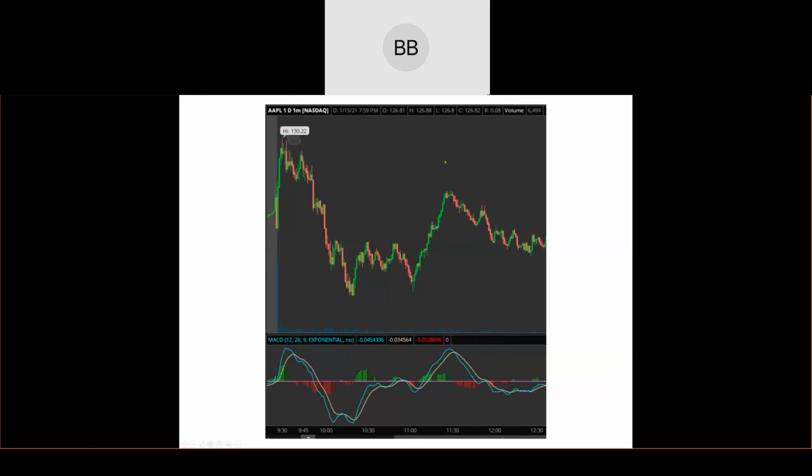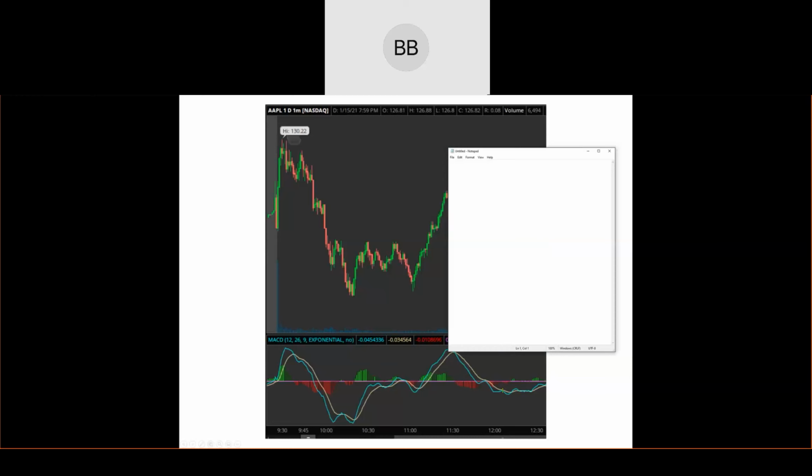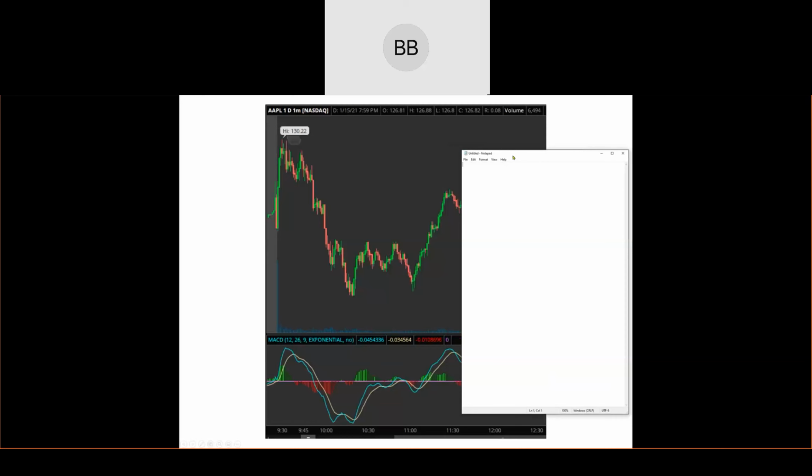So if you see from there, it started to cross. That's called a MACD crossover. What is that crossover? Right here, it crossed. That's what a crossover is. Crossover is a very solid indicator.